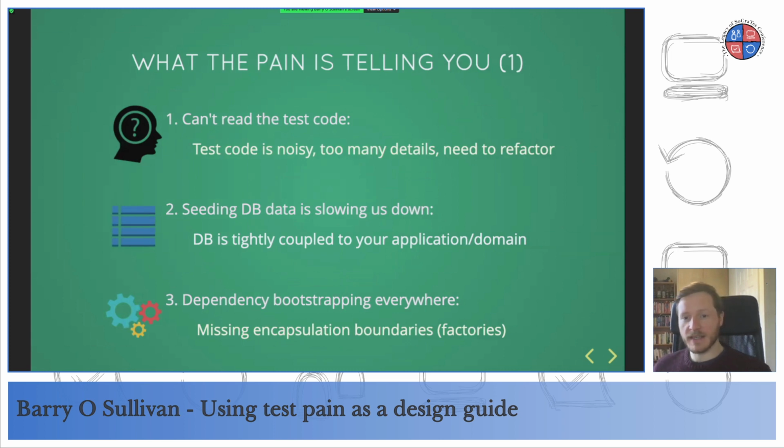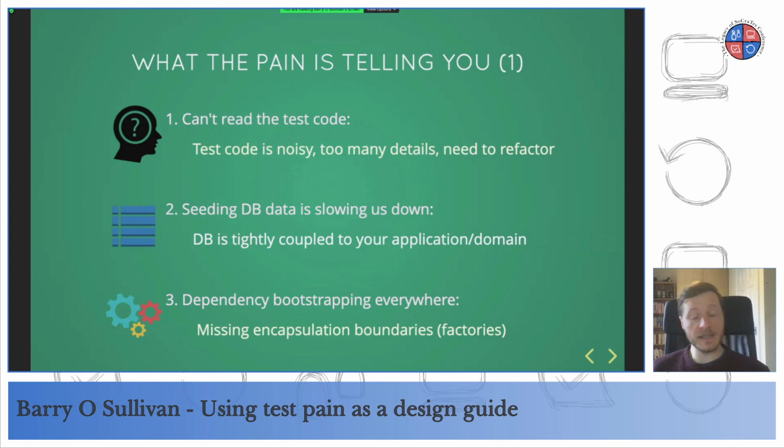So the first is the most common. The test code is impossible to read. It's messy, convoluted, and unexpressive. This is because the test is A, doing too much, and B, focusing on details, not abstractions. The solution is simple: refactor. Iterate on the test code until it's clear. This is the most crucial step in dealing with test pain, and it is the step that I see so few developers actually doing.